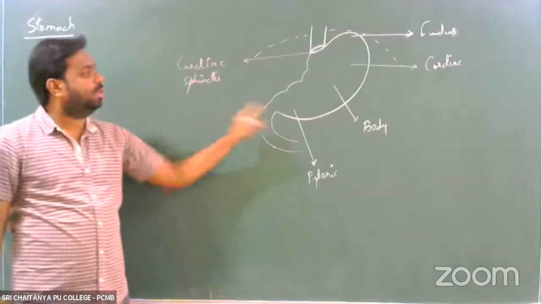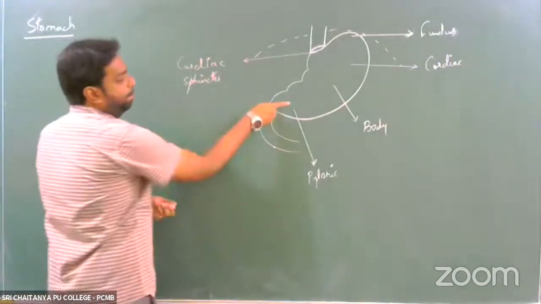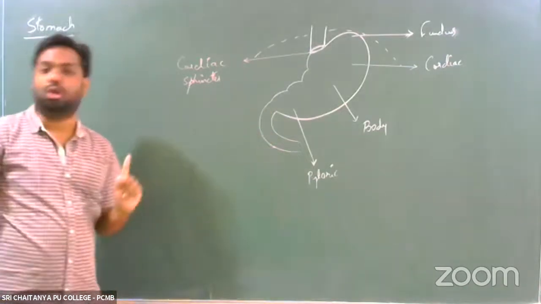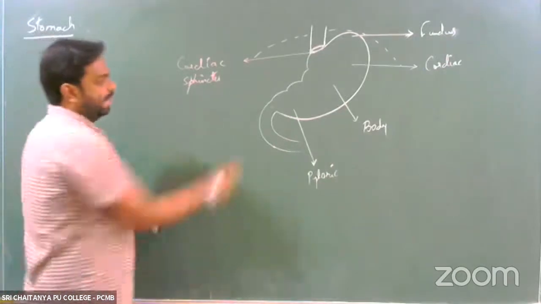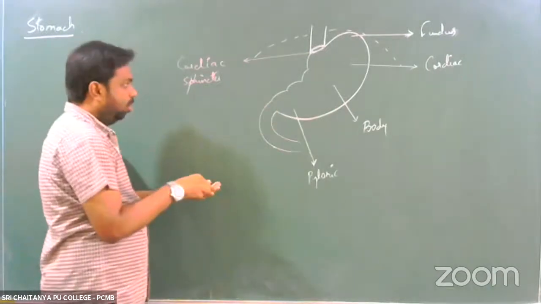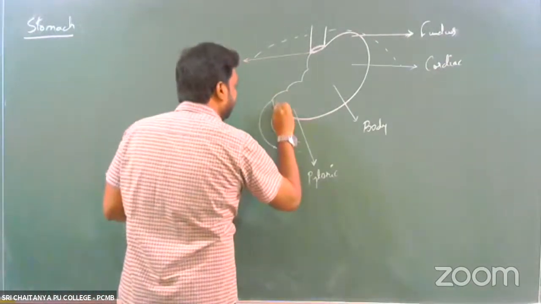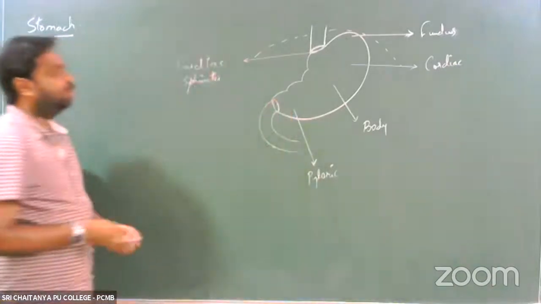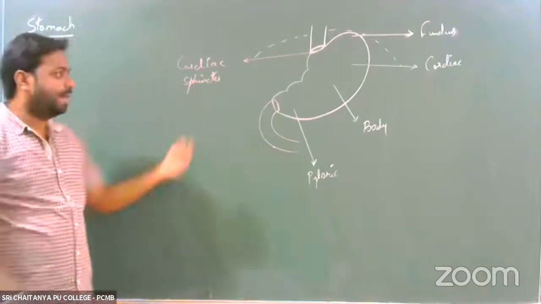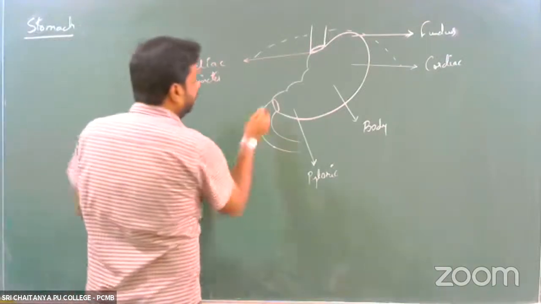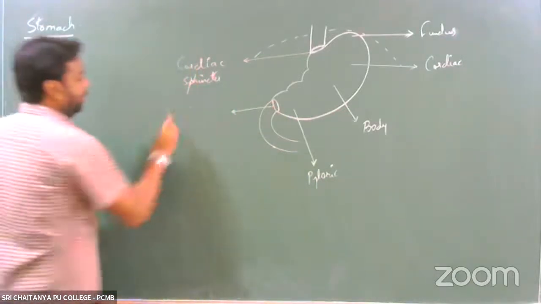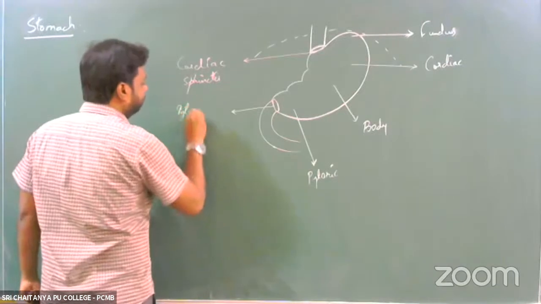Then there is this posterior opening, where the stomach opens up into the first part of the small intestine, which is referred to as the duodenum. This opening is called the gastric duodenal opening, and it is also guarded by a sphincter, which would again prevent the backward flow of food from the intestine back into the stomach. The sphincter present here between the stomach and the duodenal part of the small intestine, we call the pyloric sphincter.